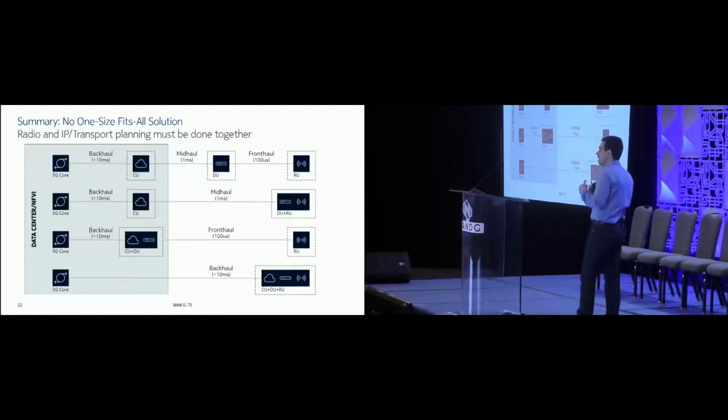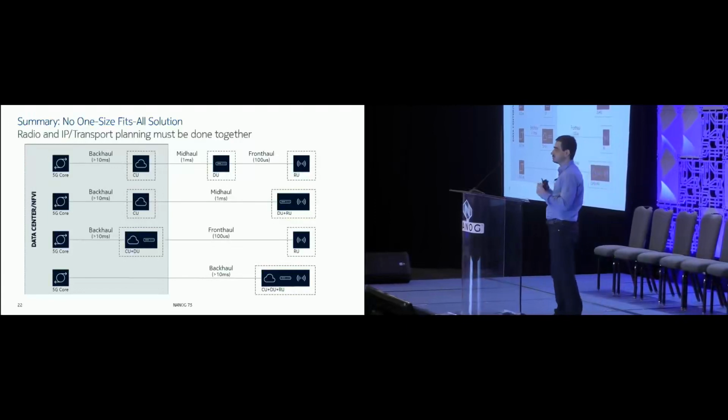And the last scenario in the bottom is kind of similar to the most typical fully distributed RAN, where you combine actually the CU, the RU, and the DU.